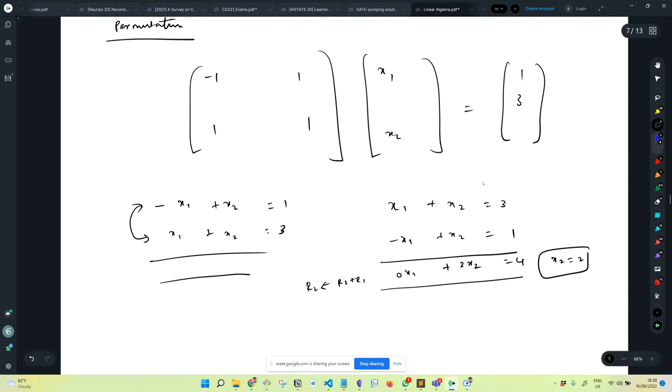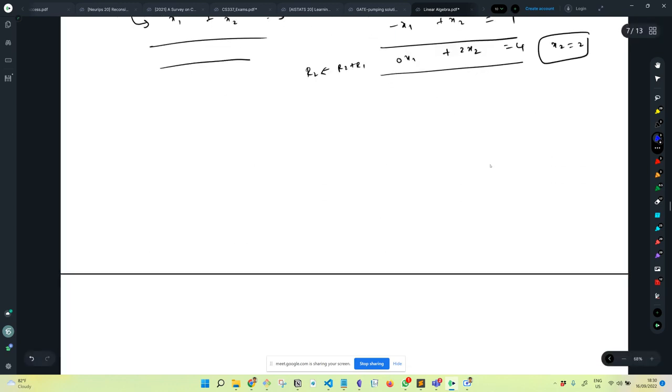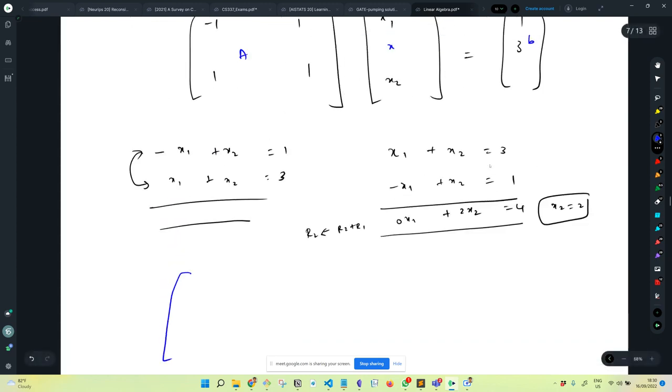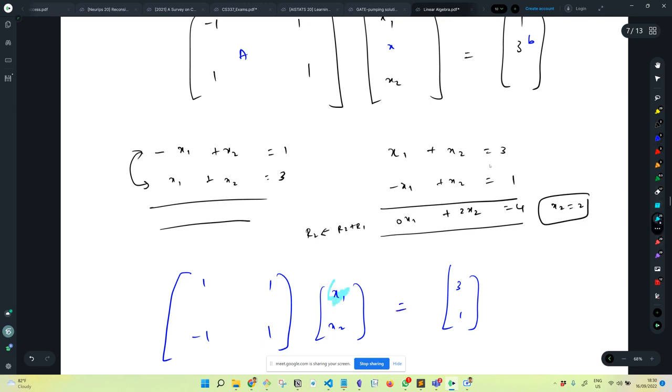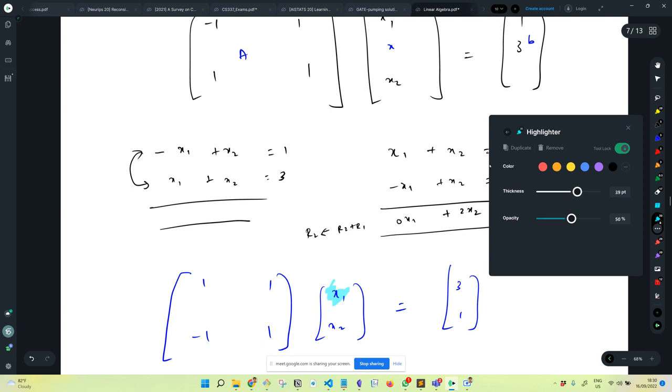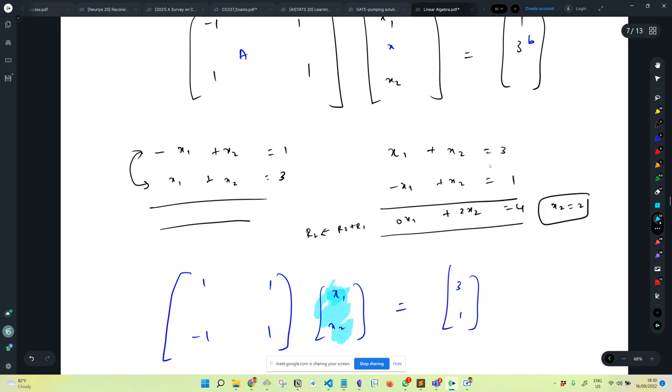Here I would like to stress one point. Let's assume this to be the original matrix, that is AX equals B. Now, if you swap rows 1 and 2 in this system, then you should not swap X. After swapping, your matrix will be 1, 1, minus 1, 1. A will get swapped, B will also get swapped, 3, 1. But you should not swap X. The vector X will still be x1, x2.